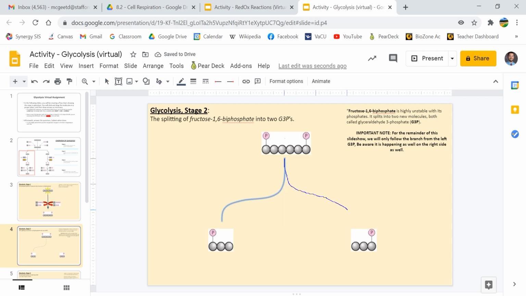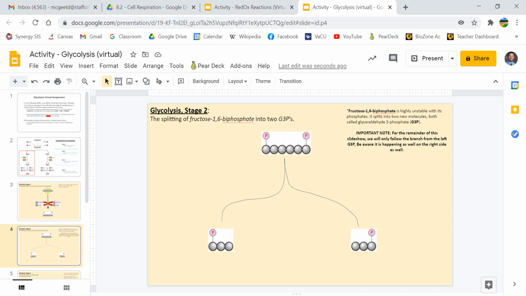Let's see if we can get it to work over here. There we go. What's going to happen is it is so unstable, it's now going to split itself in half, and that is going to give us 2 3-carbon molecules called G3P. They have 1 phosphate, so they're still a little unstable, but not really all that unstable.